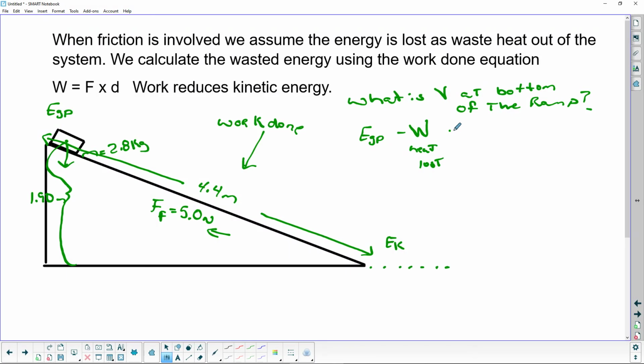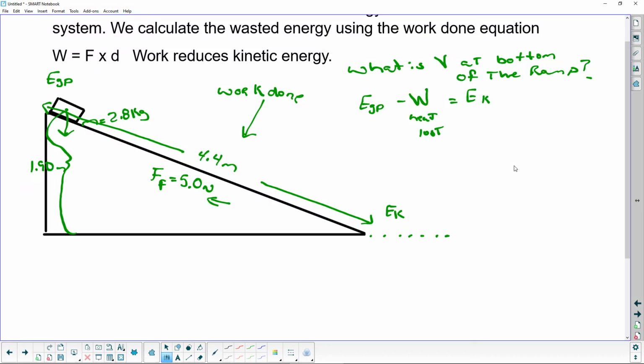And what's not lost in heat is going to get converted into speed or velocity. So that speed or velocity is going to be reduced by this work done. In this case, we won't be able to cancel the mass because there's no mass in the work done formula, like we did last time. We can't do a common factor like we did last time. So we have to put that mass in there.